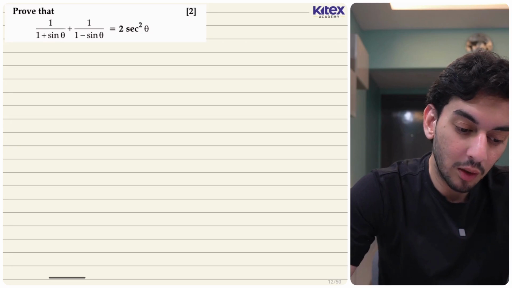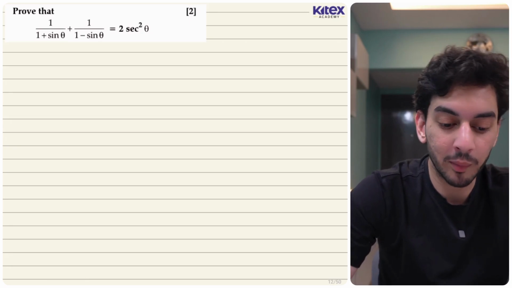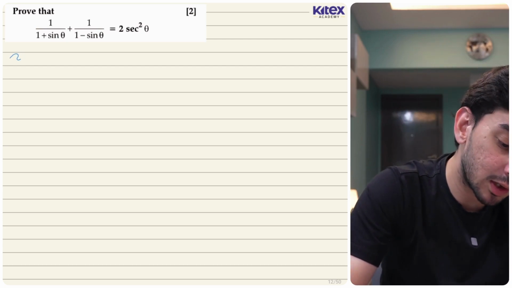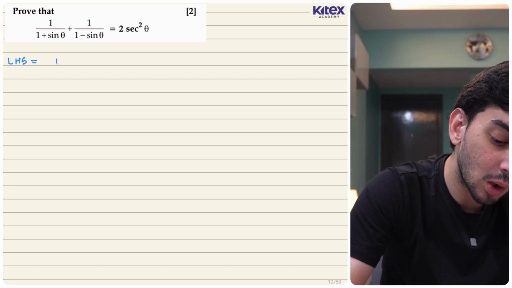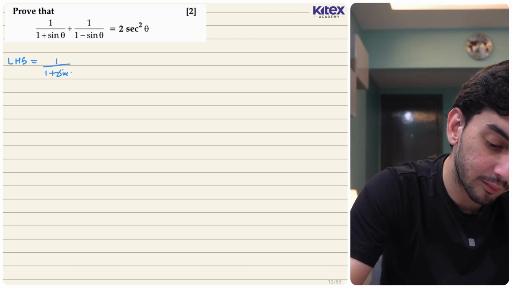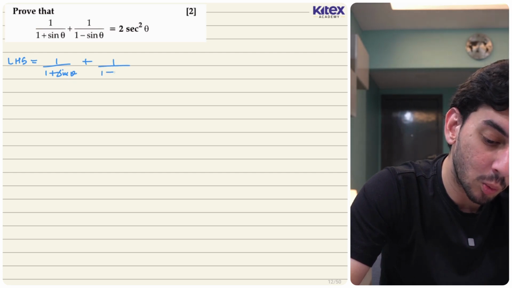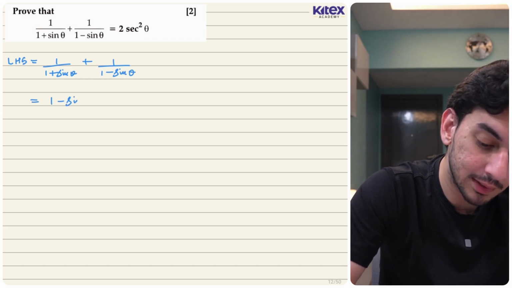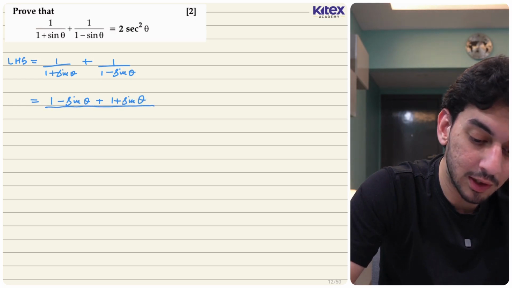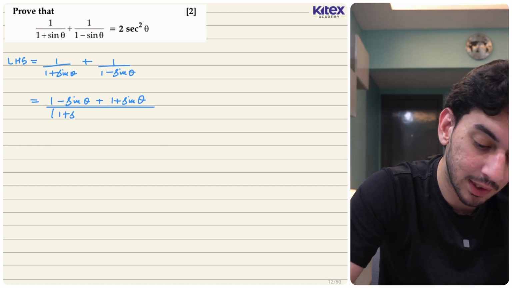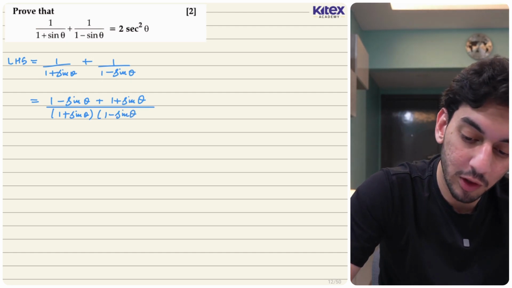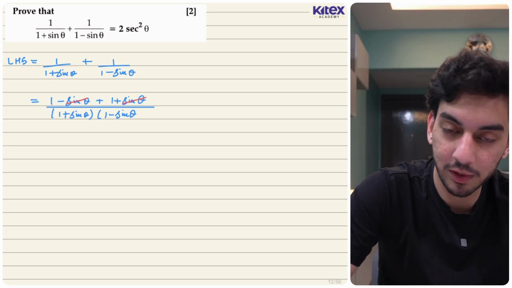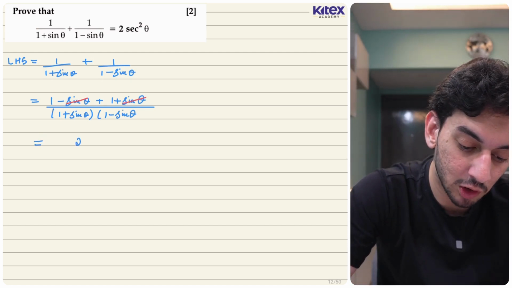So this says, prove that 1 upon 1 plus sine theta plus 1 upon 1 minus sine theta is equal to 2 sec square theta. Okay, let us start with the left hand side. So the LHS says 1 upon 1 plus sine theta plus 1 upon 1 minus sine theta. Let us just cross multiply these things. So it becomes 1 minus sine theta plus 1 plus sine theta. From the numerator, I can get rid of negative sine theta and positive sine theta, and I am now left with 1 plus 1, that is a 2.